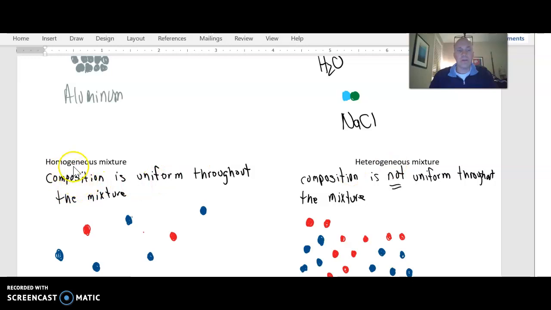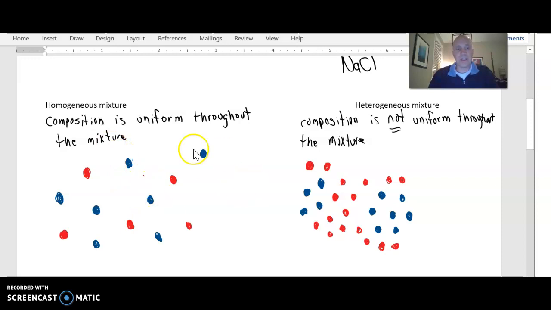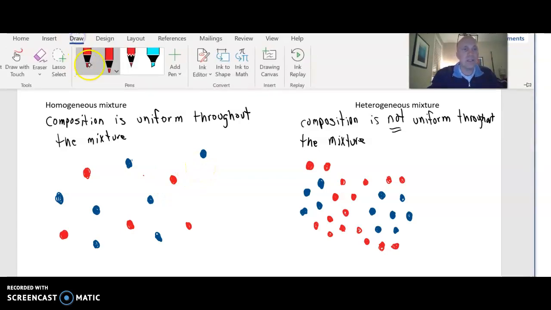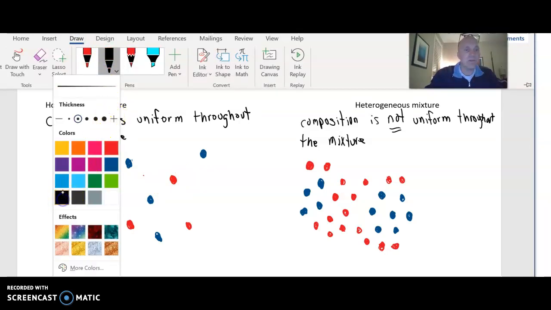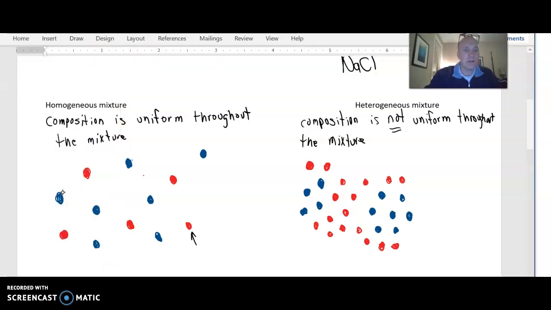All right. So a homogeneous mixture is a mixture whose composition is uniform throughout. So if I just wanted to represent that, take a look at these particles right here. One thing I want to point out is that each one of these things right here could either be a compound or an element.